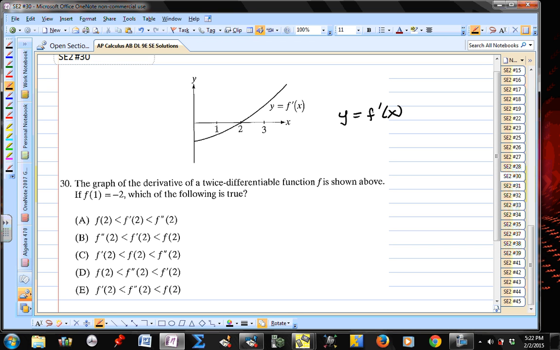If you want to discuss f prime prime, we need to differentiate both sides of this equation. If we want to talk about f, well, we'll need to integrate both sides of this equation. Okay, now let's get our plan moving forward.